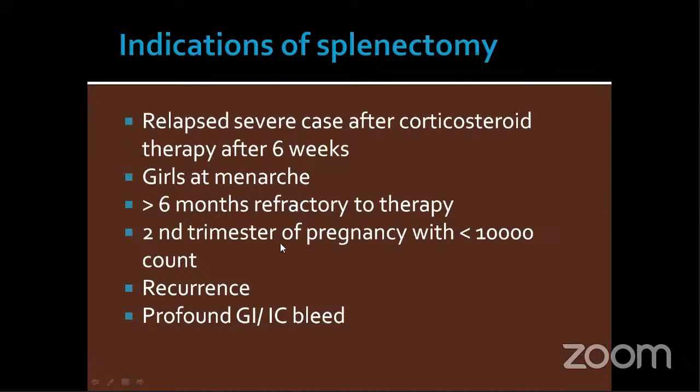Suppose the patient is in the second trimester of pregnancy, which is usually the safe period, and the platelet count is less than 10,000, you have to go ahead with the splenectomy. Suppose there is recurrence, you have given corticosteroids or immunosuppressants, everything, but still there is recurrence, then please do splenectomy. Suppose there is profound GI bleed or intracranial bleed, definitely the spleen has to be knocked off.